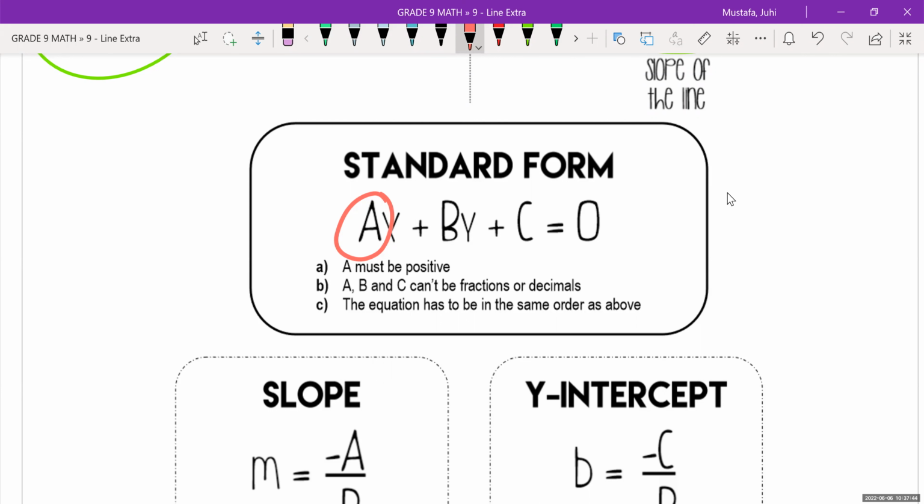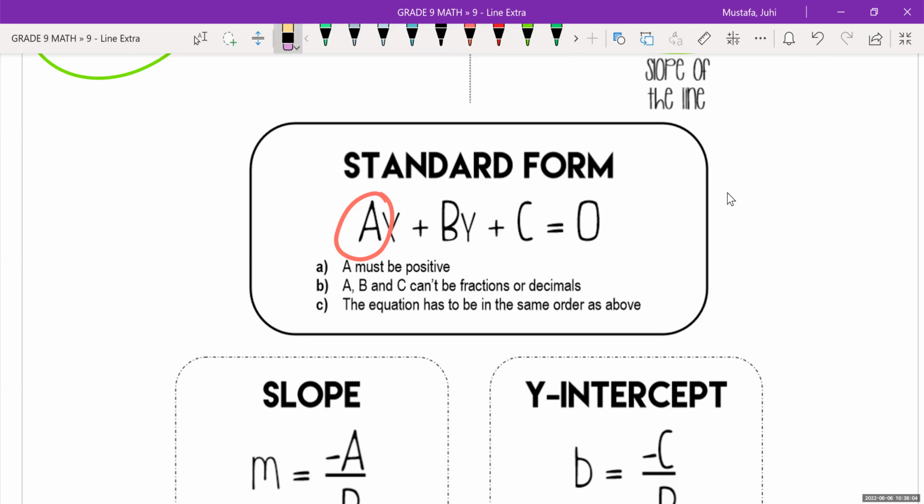Rule number 2 is A, B, and C cannot be fractions or decimals. So if they are fractions, then what you need to do is multiply by a magic number to get rid of the fractions. And rule number 3 is the equation has to be in the order above. So you can't have the y first and then the x. You can't have the constant on the other side. It has to be in this order.